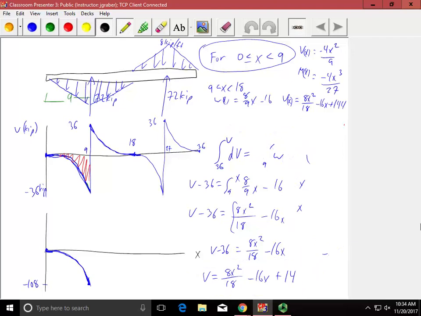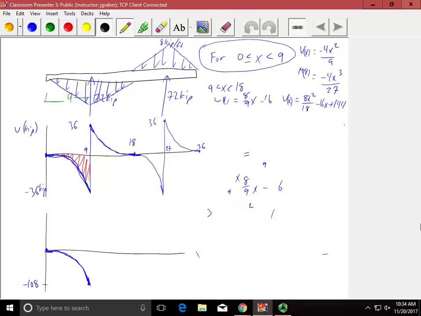So now to find moment, we're going to say the next equation is the integral of moment dm equals the integral of shear dx. We need our limits of integration. Where am I going to start on the left-hand side? There's always two things you check. The first thing you check is where did I end on the last portion of my moment? I ended at negative 108.